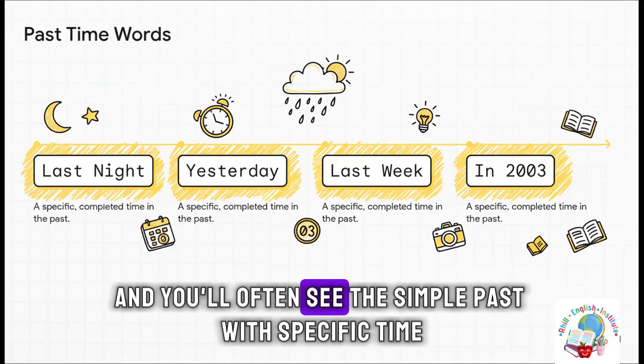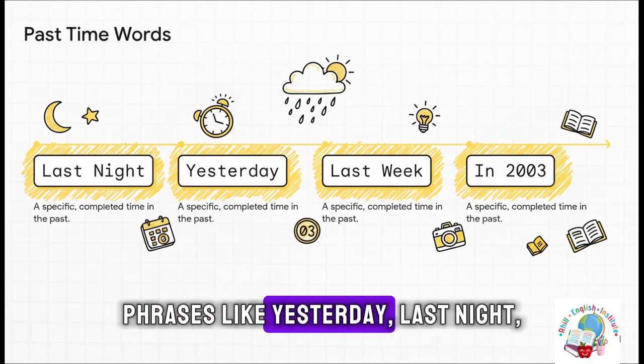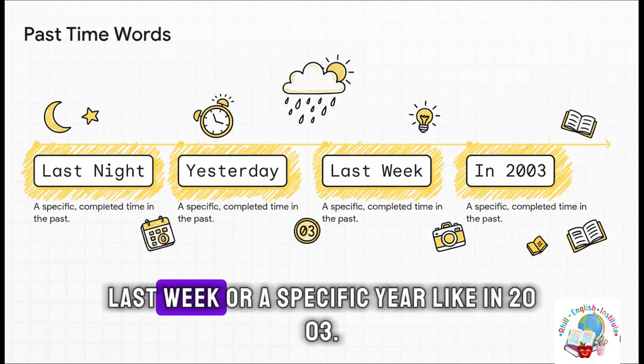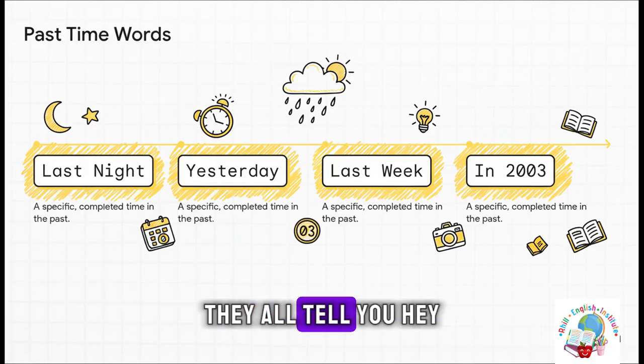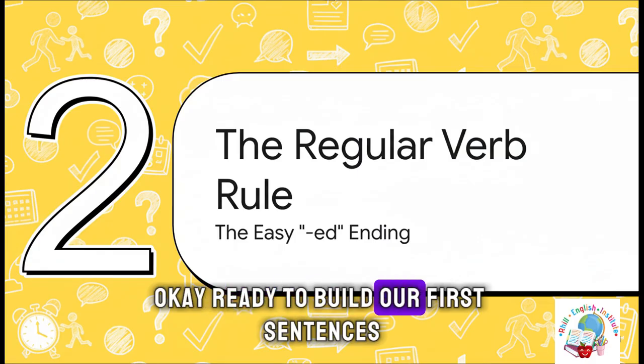And you'll often see the simple past with specific time words. These are like little clues. Phrases like yesterday, last night, last week, or a specific year, like in 2003, they all tell you, hey, this action is finished. Okay, ready to build our first sentences?